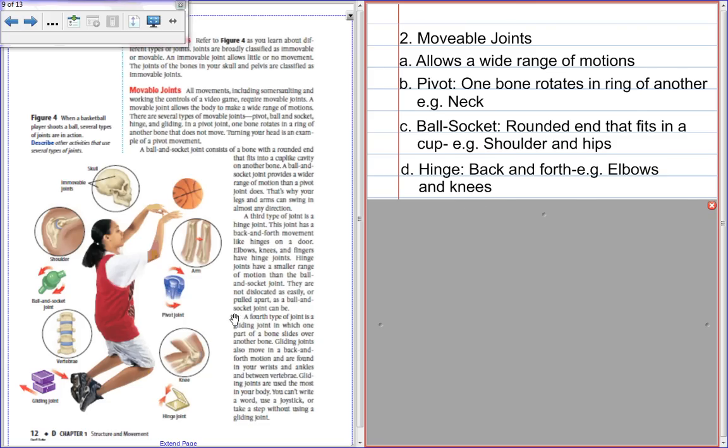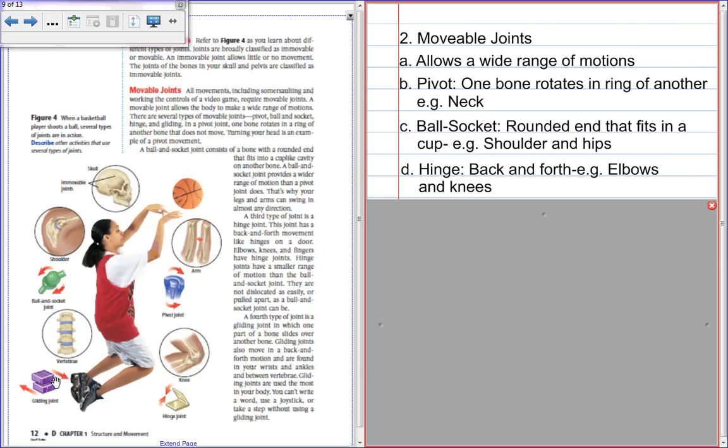Fourth type of joint is a gliding joint, in which one part of a bone slides over another. You know you need cartilage for that, don't you? Gliding joints also move in a back and forth motion and are found in your wrists and ankles and between the vertebrae. Gliding joints are used the most in your body. You can't write a word, use a joystick, or take a step without using a gliding joint.